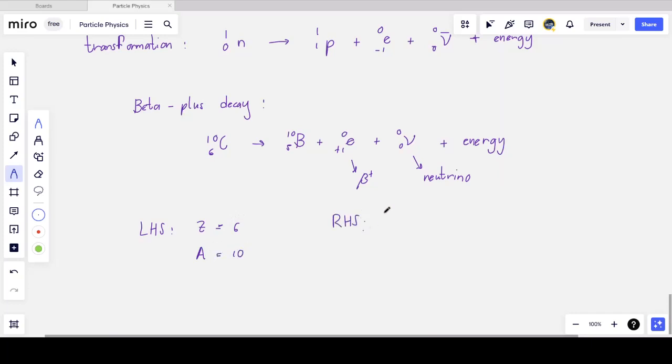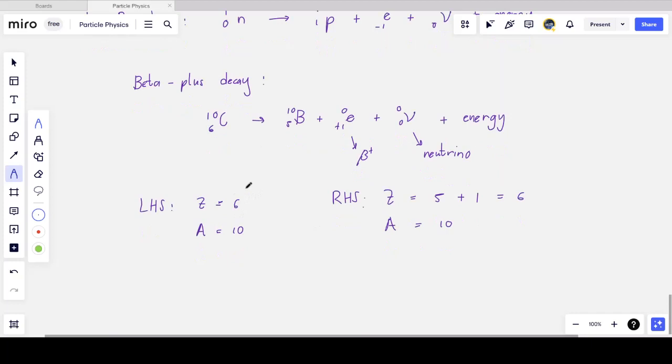On the right-hand side, we have the atomic number Z is 5 for the boron plus 1 for the positron, and this equals 6, with the mass number A equal to simply 10 for the boron. And so the atomic numbers and mass numbers balance again, and so everyone is happy.